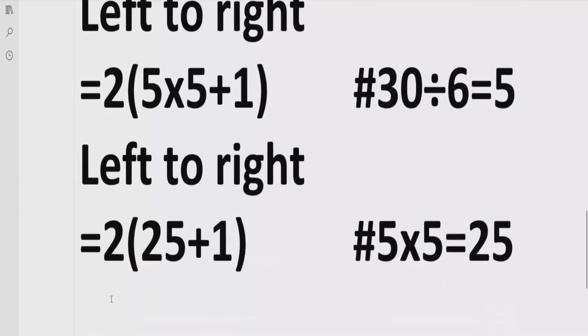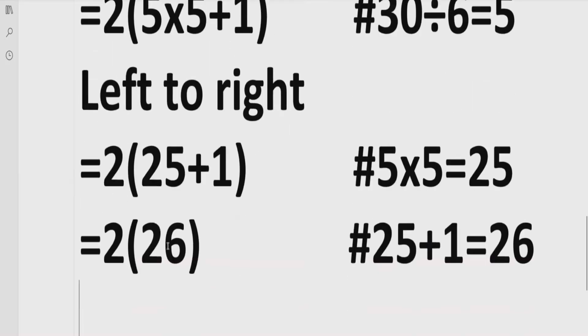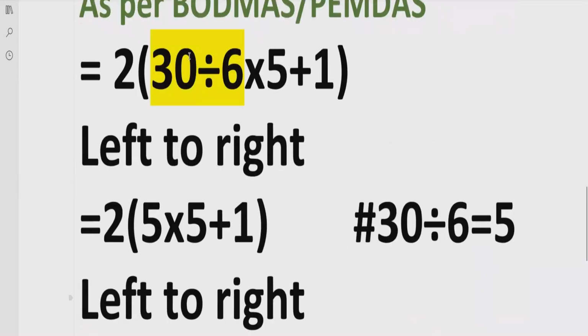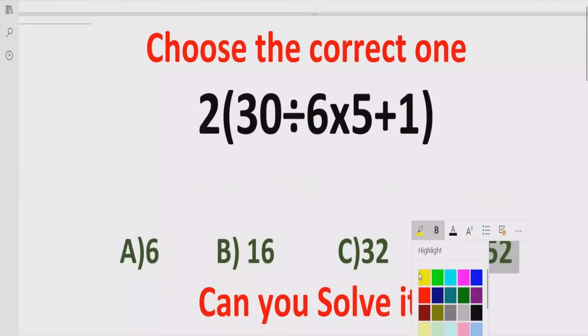Now we have here two terms inside the bracket which we will add both of them and get the answer is 26. And here we will give the reference 25 plus 1 equals to 26. Now we have two terms which are multiplying each other. So we will multiply both of them and get the answer is 50. So if you see the answer list, answer D is the correct answer of this expression.